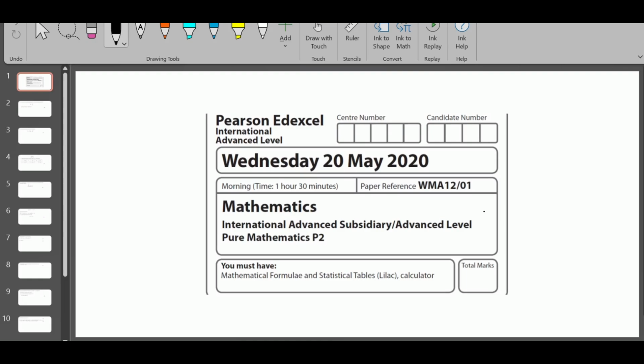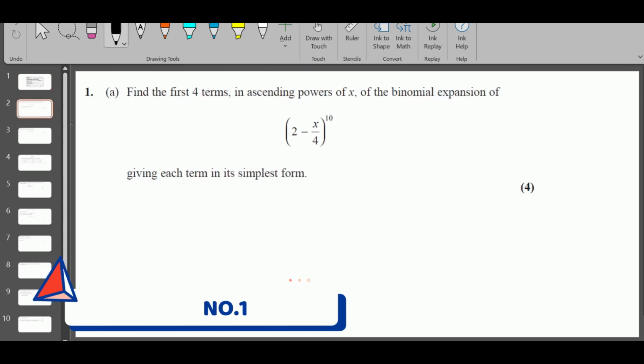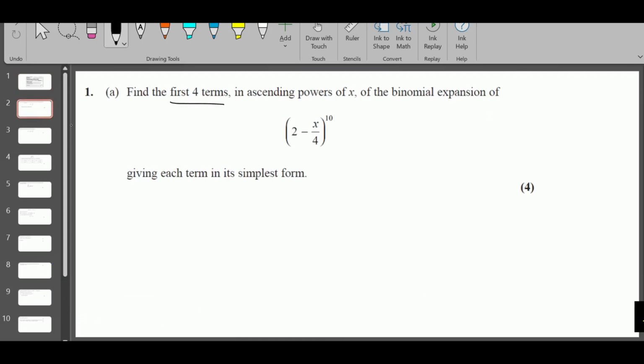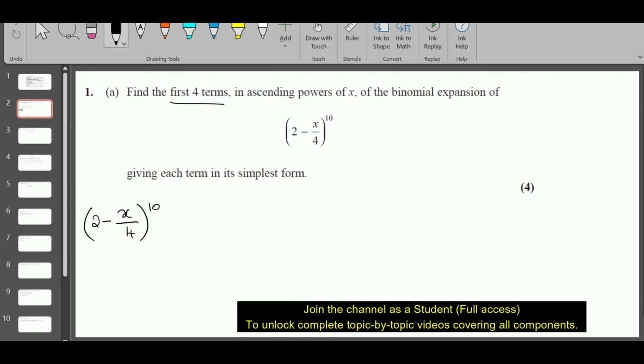In this video, we'll be looking at the May-June 2020 Pure Math 2 paper. Let's look at question number 1. This is from binomial expansion. Find the first four terms of this binomial expansion: (2 minus x over 4) to the power 10.